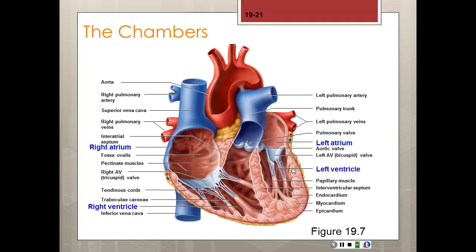And you notice that the wall, the myocardium, is a lot thicker on the left side than it is on the right. And why is that? That's because the right ventricle is pumping blood to the lungs, so it doesn't need too much force. But the left ventricle needs to work a lot harder because it has to pump blood out through the aorta to the remaining parts of the body. So that means it needs to go to the upper extremities as well as the lower extremities and the remaining organs. Okay?